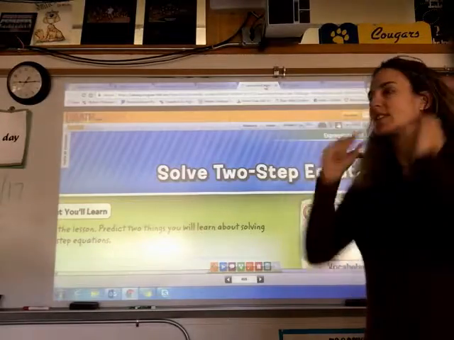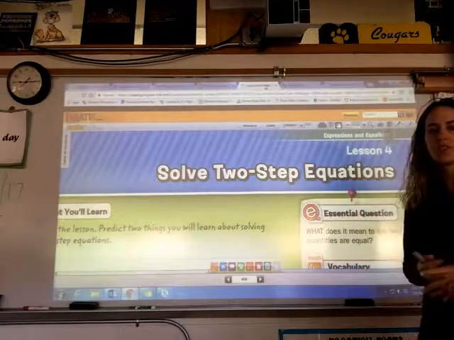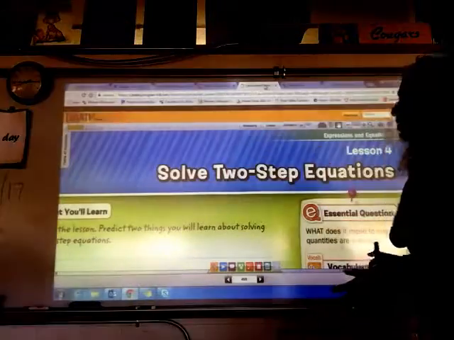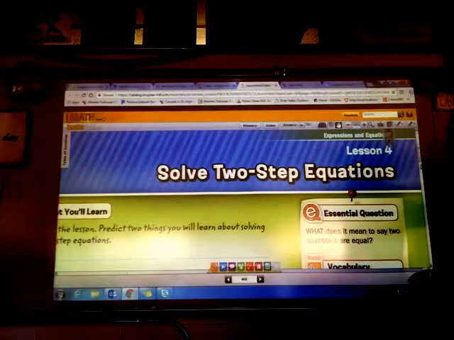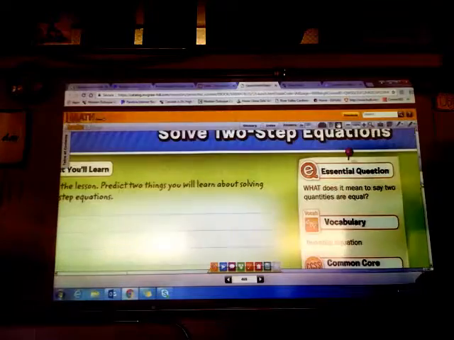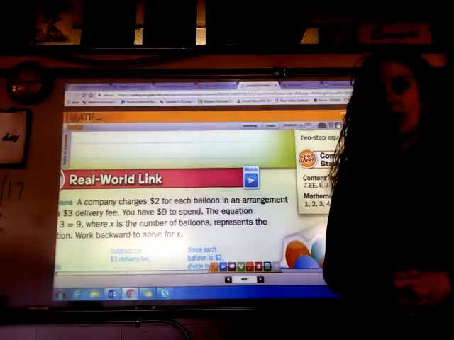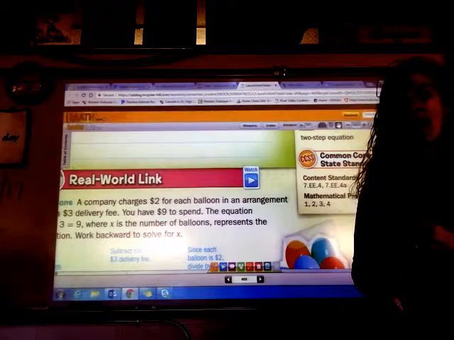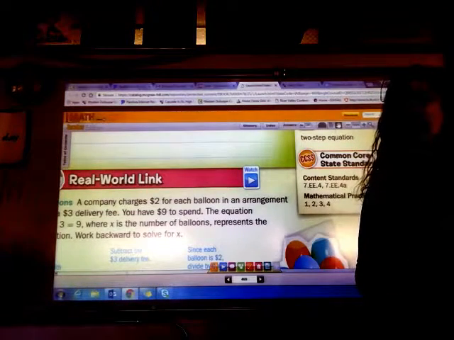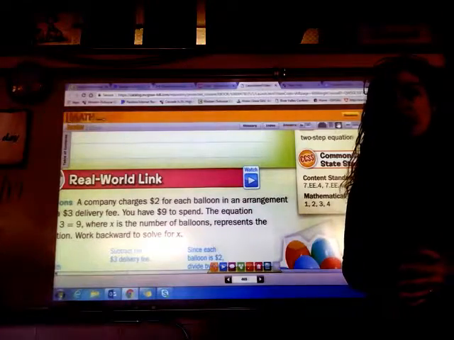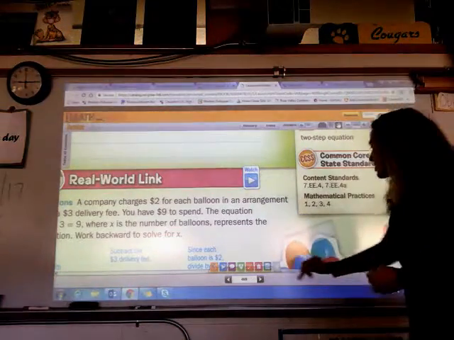Going to be taking a look at lesson 4 of chapter 6, which is looking at solving two-step equations. There is one vocabulary word that you will need to take a look at and fill in your vocab map. If you take a look on page 469, your vocab word is going to be two-step equation. Again, we're going to be looking at how to solve two-step equations, based off of what we had learned in previous lessons with solving one-step equations.